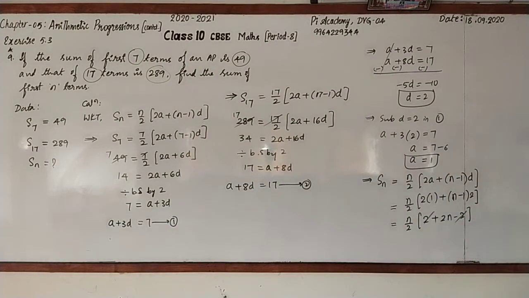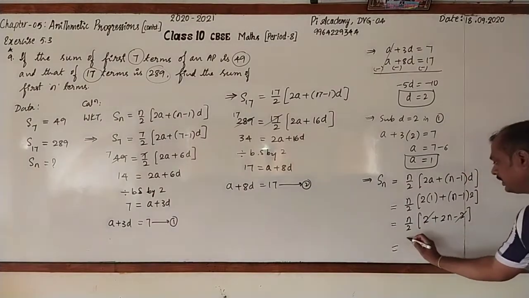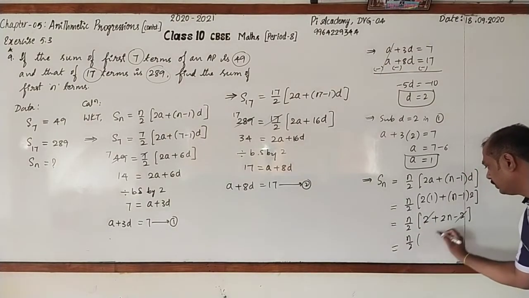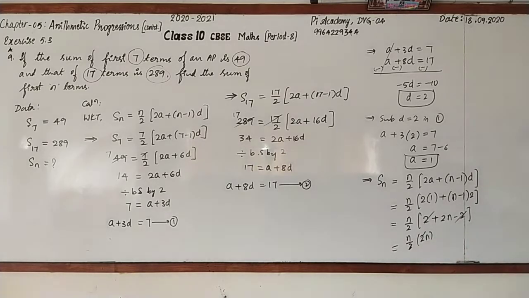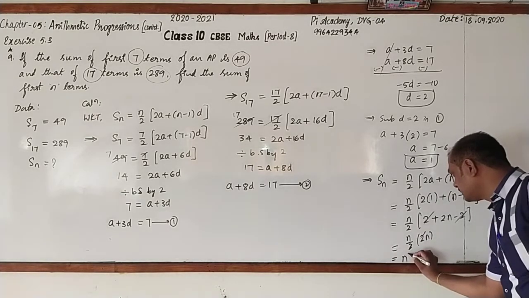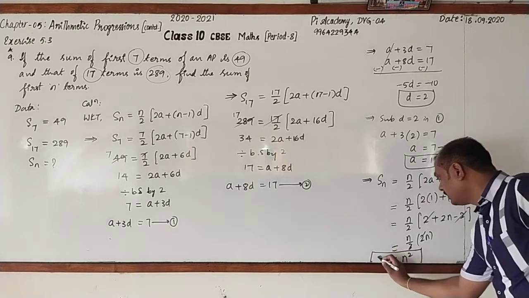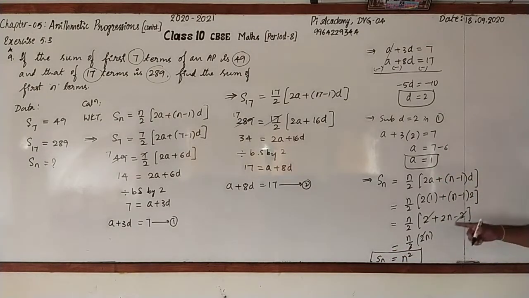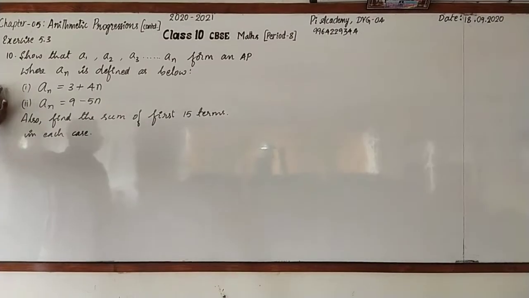It is equal to n by 2 into 2 ones are 2 plus 2 into n, 2n minus 2. 2 get cancelled. Now what will remain? n by 2 into 2n. 2 get cancelled. What is n into n? This is n square. What should be our answer? n square. We have got the same. Hence we can write the conclusion as, therefore, the sum of n terms is n square. Clear?